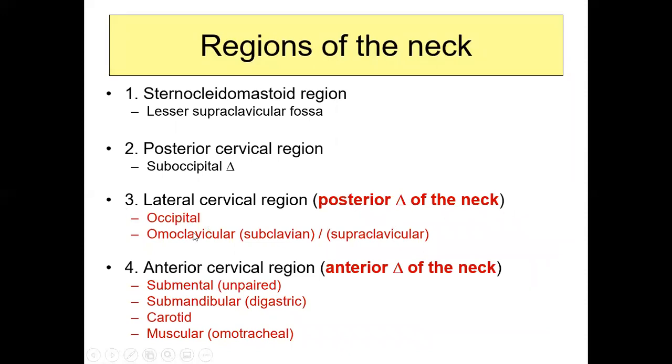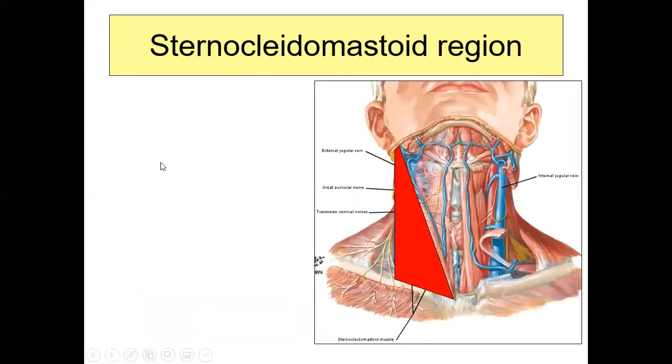We have the occipital, omoclavicular or subclavian, or supraclavicular. And then we have the anterior cervical region, the other name being the anterior neck or anterior triangle of the neck. And then we have the submental, the submandibular, the carotid and the muscular. So you have to remember all of these regions of the neck. Now we're going to discuss the regions of the neck one by one, starting with the sternocleidomastoid region.